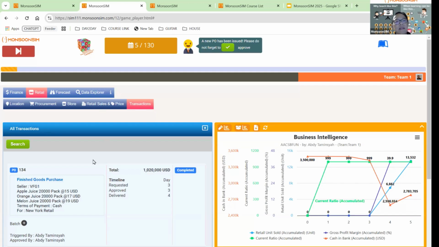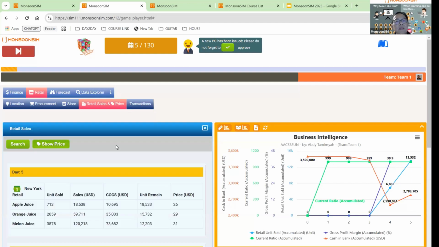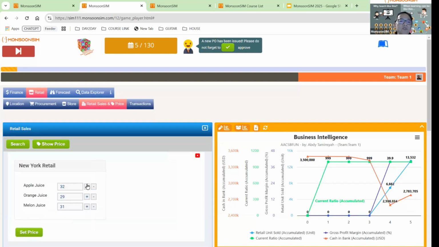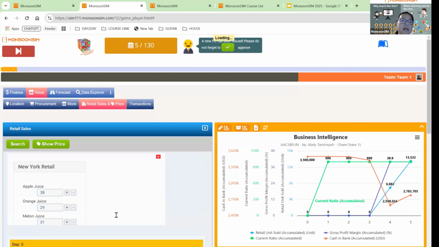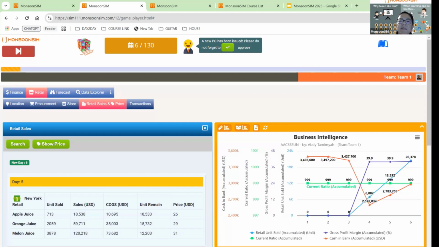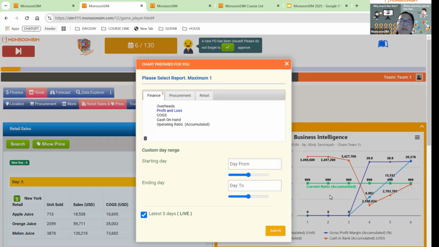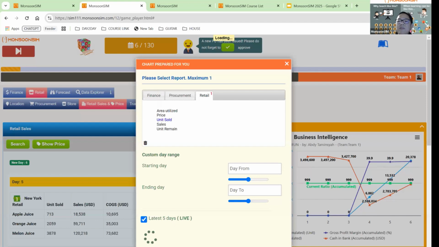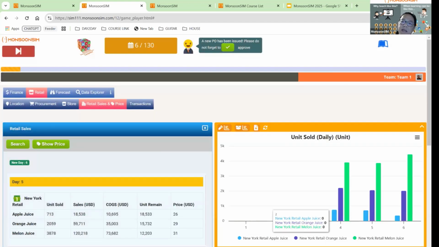You can click on sales and change the price. For example, if I set the price of melon juice way up high, let's see what happened. I change the price of apple juice. Let's see my sales, whether it is affected by the change of price. Notice what happened? I changed the price of apple and my units sold has dropped quite a bit. This bar here is all the impact of the price that I raised, affecting the units sold in New York.